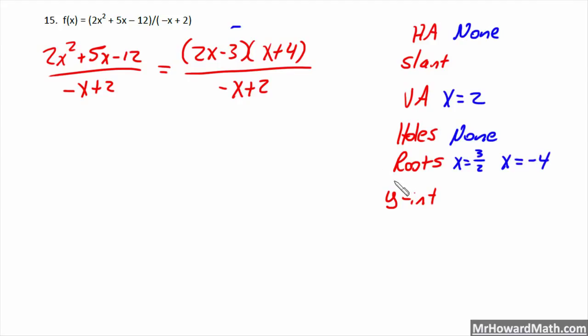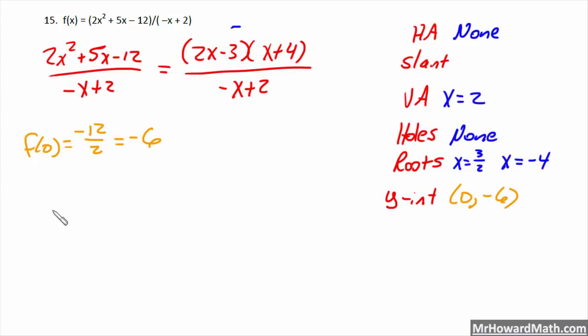The y-intercept occurs when x is 0, so we can evaluate f of 0. It's usually easier to go back to the original function, so cross out every term with an x in it. Once we cancel all those out, we get negative 12 over 2, so that equals negative 6. So the y-intercept is (0, -6). So that is everything except the slant.